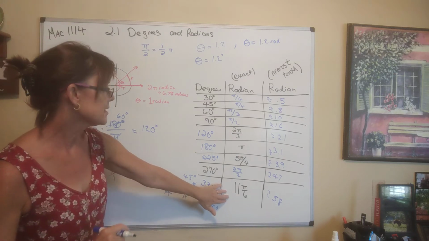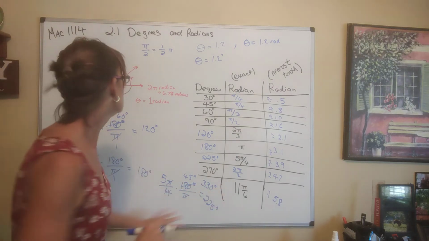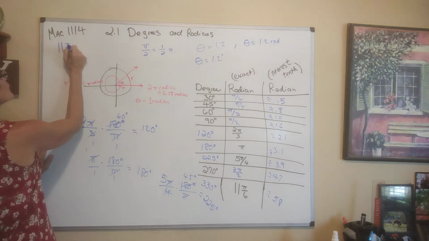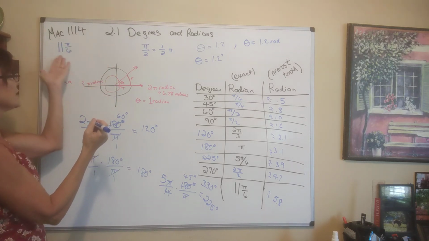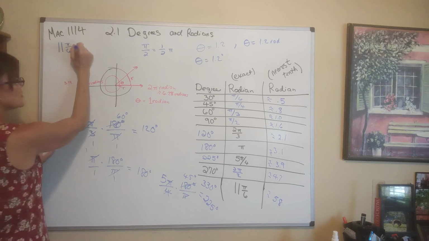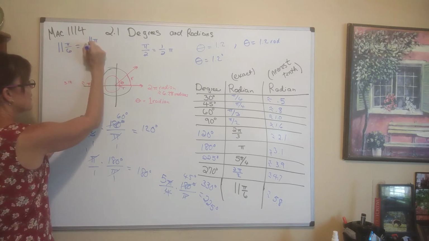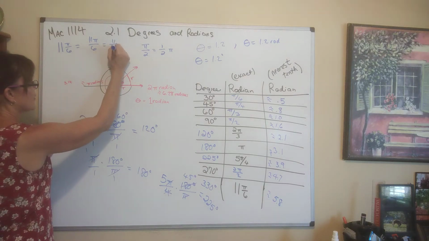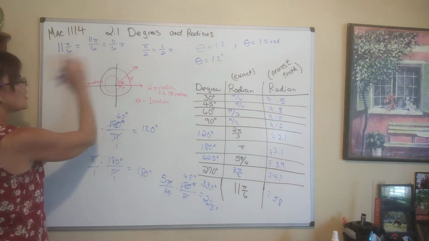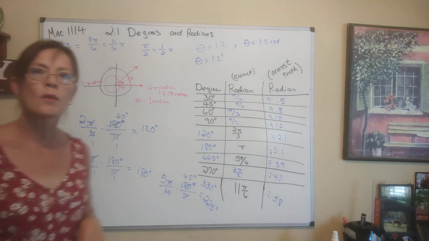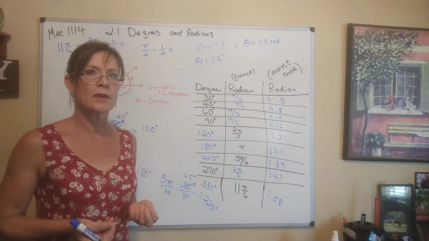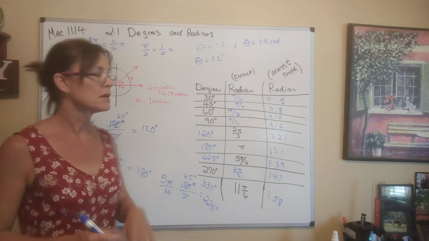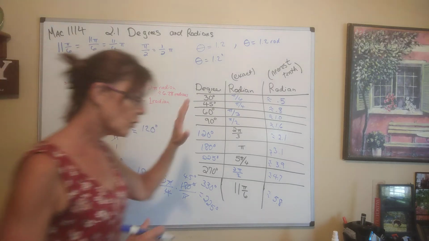What if I've got this one? Let's take 11 pi over 6. I wrote it like this, 11 pi over 6. That means 11 times pi over 6. You can also write this as 11 pi over 6. You can also write this as 11 over 6 pi. These are all equivalent. So I want you to get used to seeing those different ways so that you know what goes in the numerator and what goes in the denominator. And so that's just what radians are.